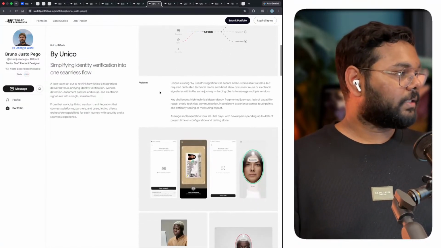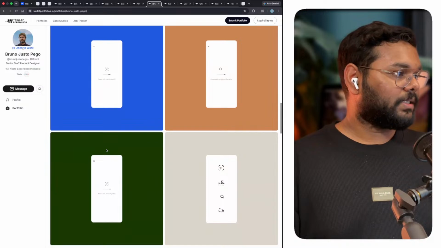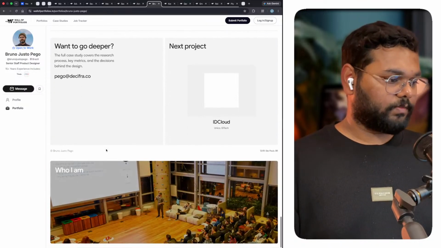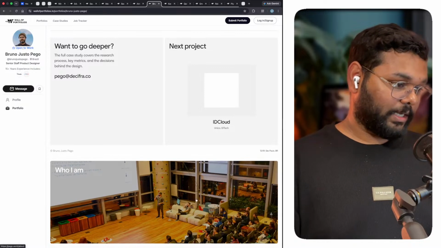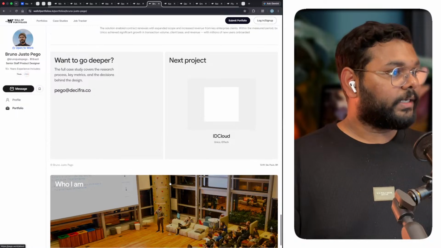I really like the font size and hierarchy over here, chosen more or less Apple-like UI for the portfolio. So yeah, I like this one, who I am, and that's great.